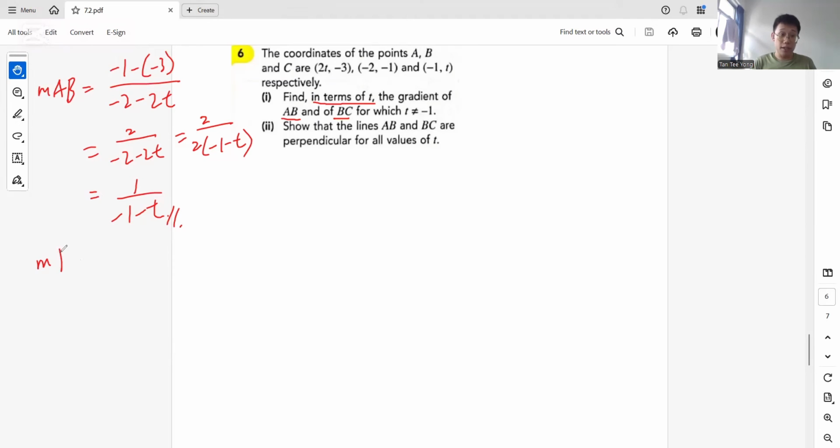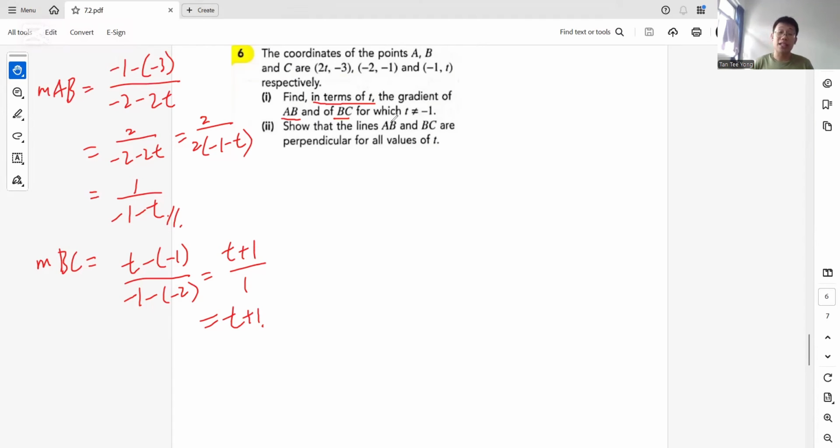Gradient of BC is equal to t minus negative 1 over negative 1 minus negative 2. So this is just t plus 1 over 1, which is just t plus 1, essentially. And then they are telling us that t cannot be equal to negative 1. So this is for part 1, and then part 2.